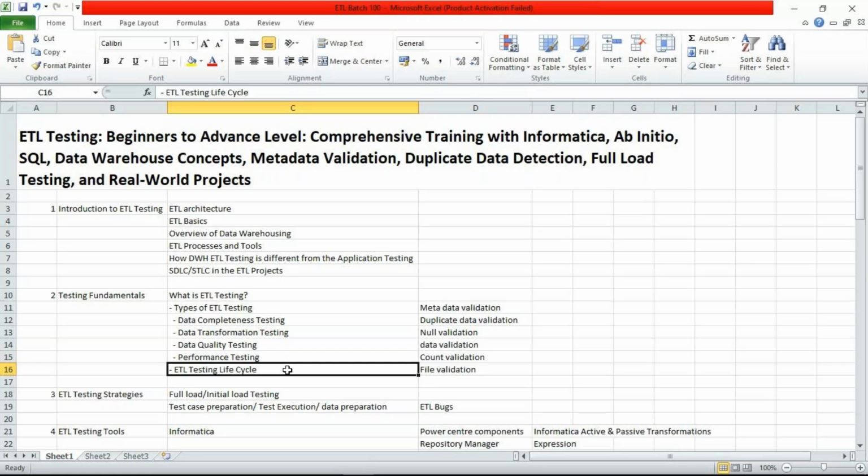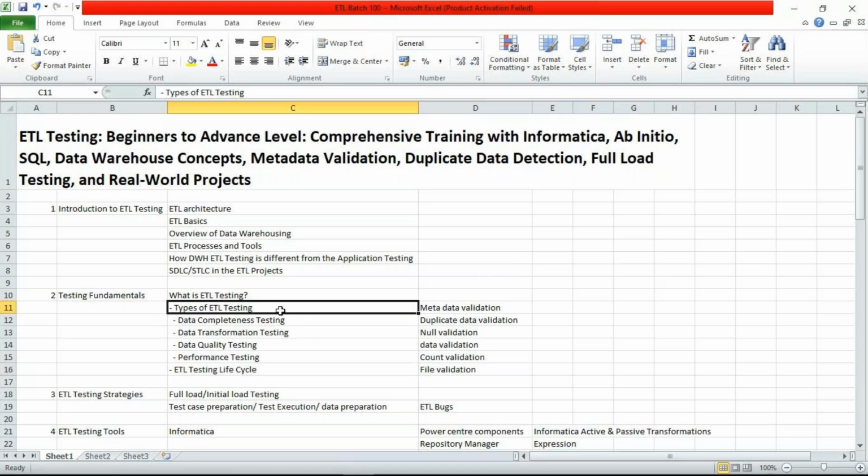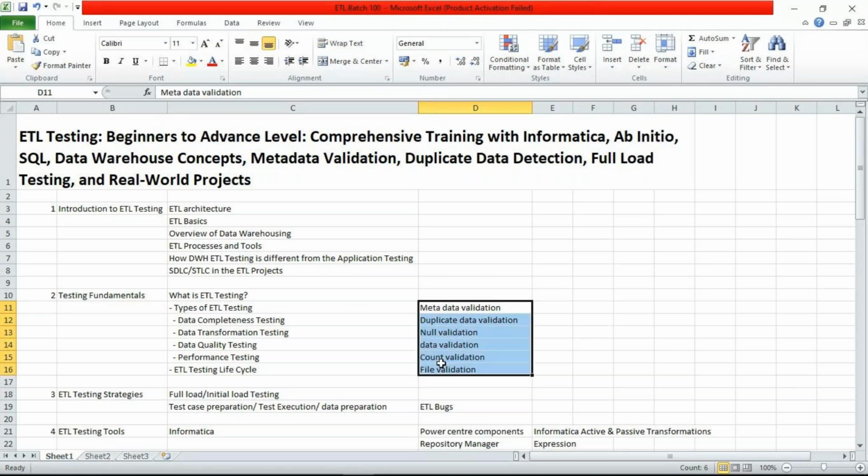So in the ETL testing life cycle, there are plenty of stages. We'll see all those stages in the ETL testing life cycle. And in ETL testing, types of ETL testing, we'll see such types of testing: file validation, count validation, data validation, how we will do data validation, how we will check null validation. So all such validations we will see.